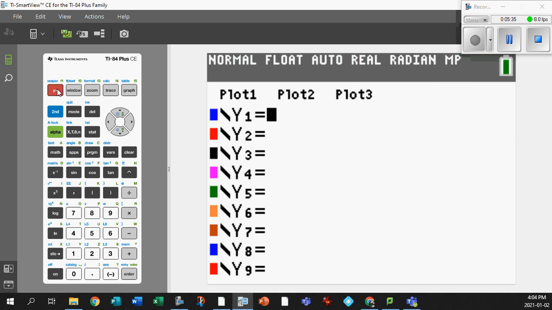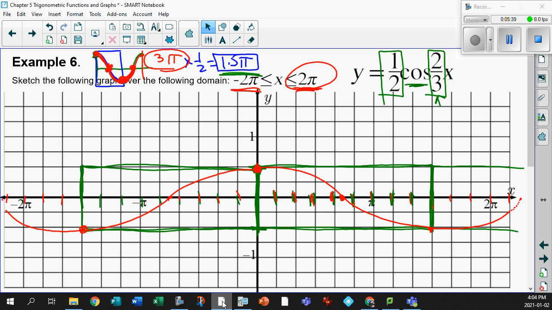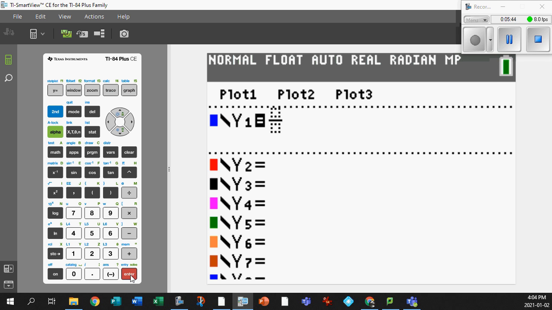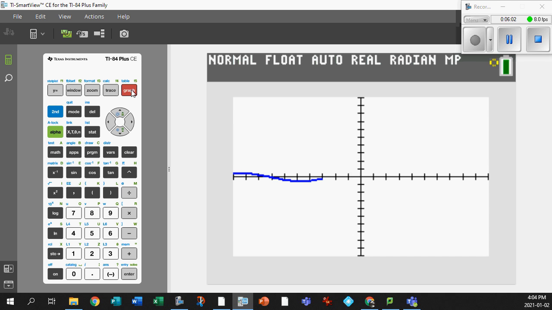Now, let's throw in our nice little equation. Y equals 1/2 cos 2/3 x. Beautiful. Look at that. There we go. Now, if we were to graph this, watch how crazy this graph is going to go. It's going to look really strange, isn't it? It doesn't look at all like our graph that we graphed here, does it?